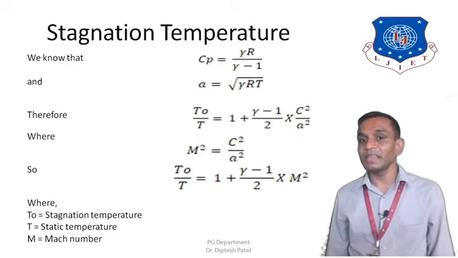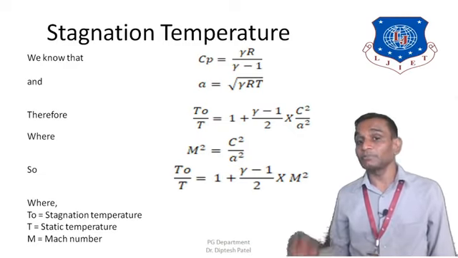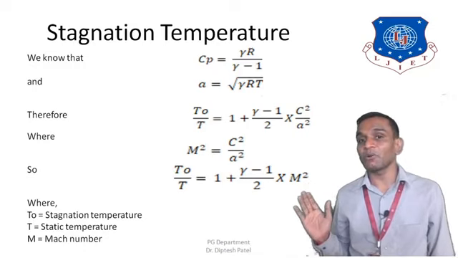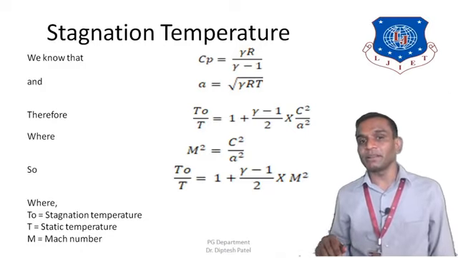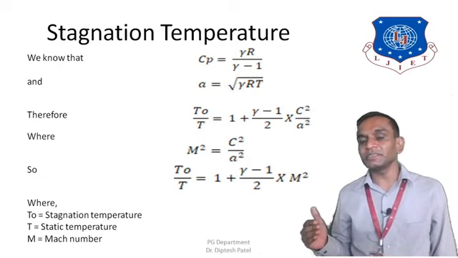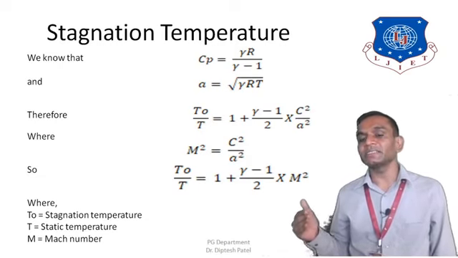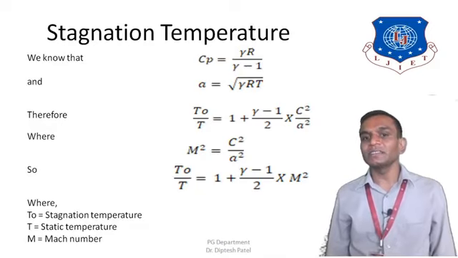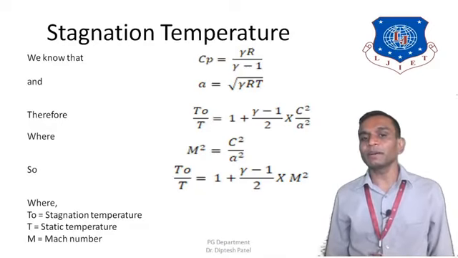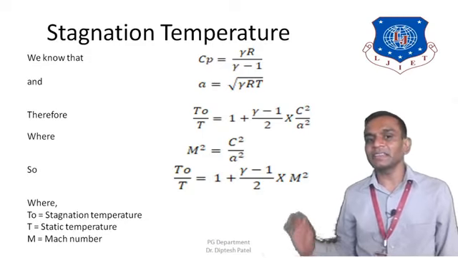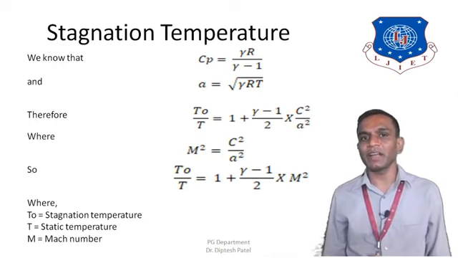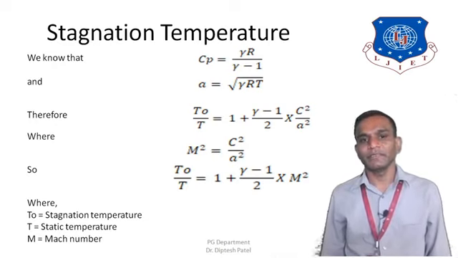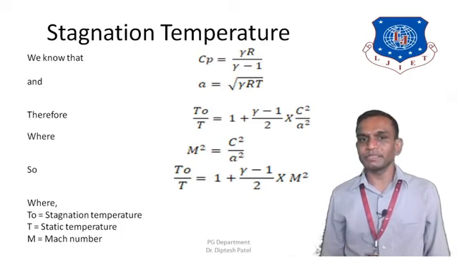C square divided by A square. Here C is the object velocity and A is the sound velocity. Now this term can be replaced by Mach number, since we know that Mach number M is equal to C divided by A. It is the ratio of object velocity to the sound velocity. So we can replace the whole term by M square, and therefore we can write the equation as T0 divided by T is equal to 1 plus (gamma minus 1) divided by 2 into M square, where T0 is the stagnation temperature, T is the static temperature, and M is the Mach number.